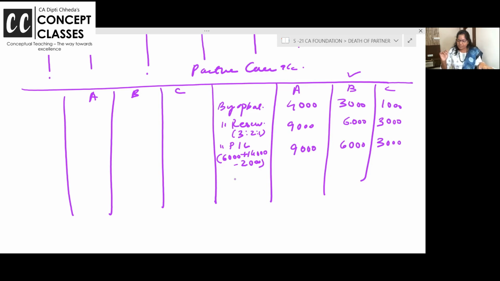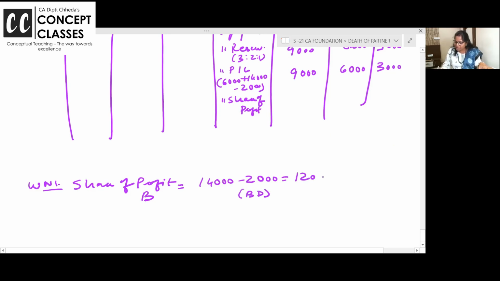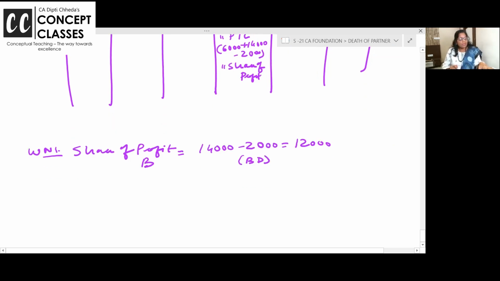Okay, balance sheet is given. Now you have to give the share of profit. For share of profit, leave some lines and make working note 1. Share of profit for B. What is last year's corrected profit? 14,000 was last year's profit. In that 2,000 was a mistake for bad debt. So 12,000. Now in this 12,000, how many months' profit do you want to give to B? B died in March and balance sheet is given December.